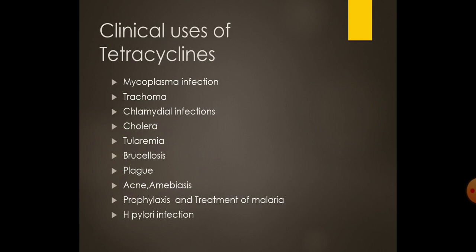In case of H. pylori infection, tetracyclines are effective, especially in quadruple therapy, where the triple therapy of clarithromycin, omeprazole and metronidazole or amoxicillin combination is failing. So, in quadruple therapy, it can be combined with the other drugs.